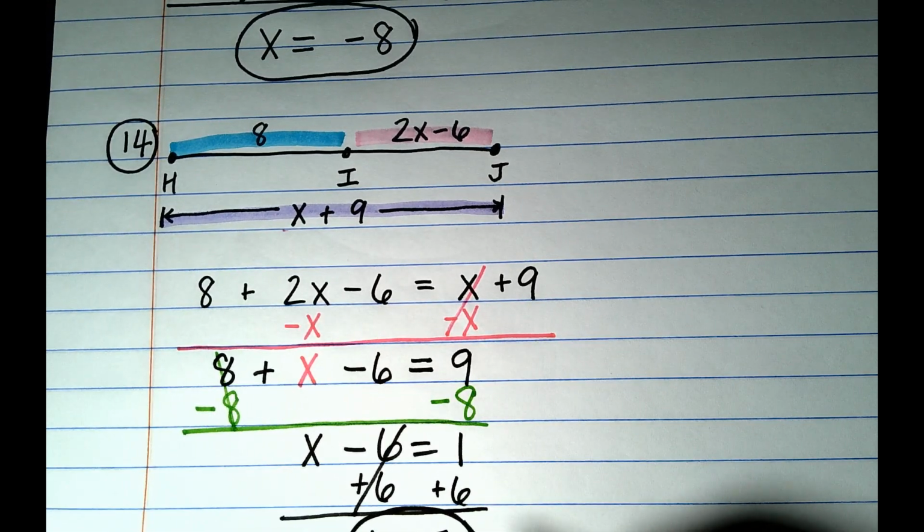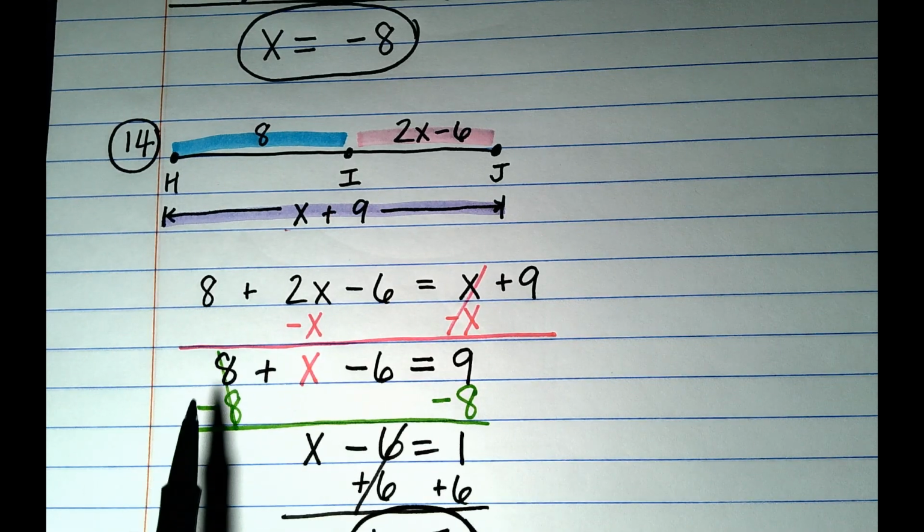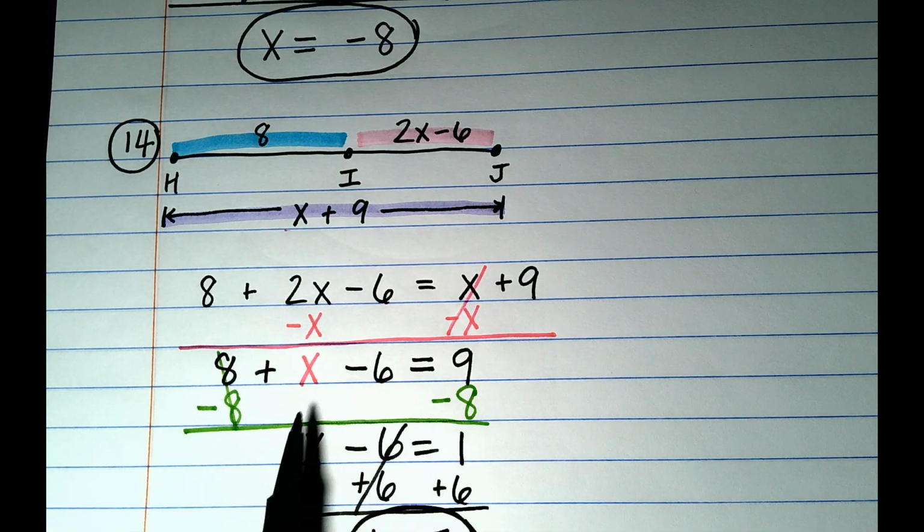There are about a million other different ways to do this. My first instinct was to do 8 minus 6 first and get x plus 2. But this way worked too. There are lots of different ways you can do this and get the same answers. This is a correct way to do it. Okay. Any questions about 14? Any questions about any of this?